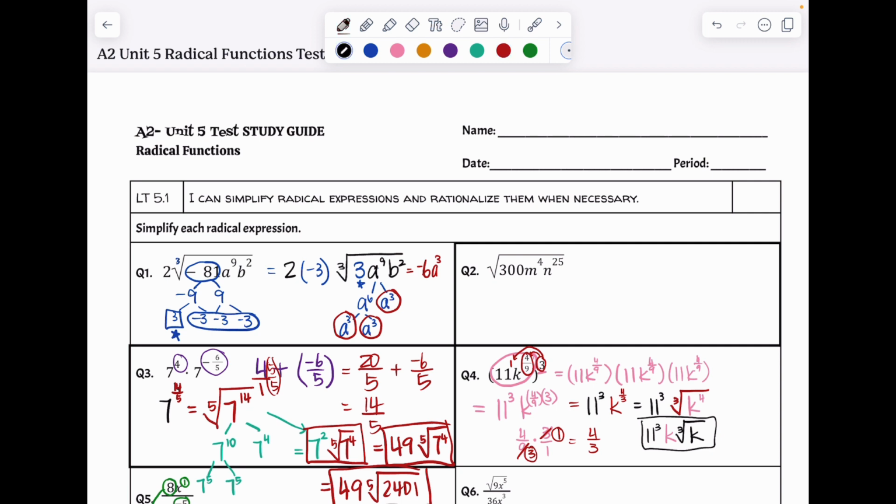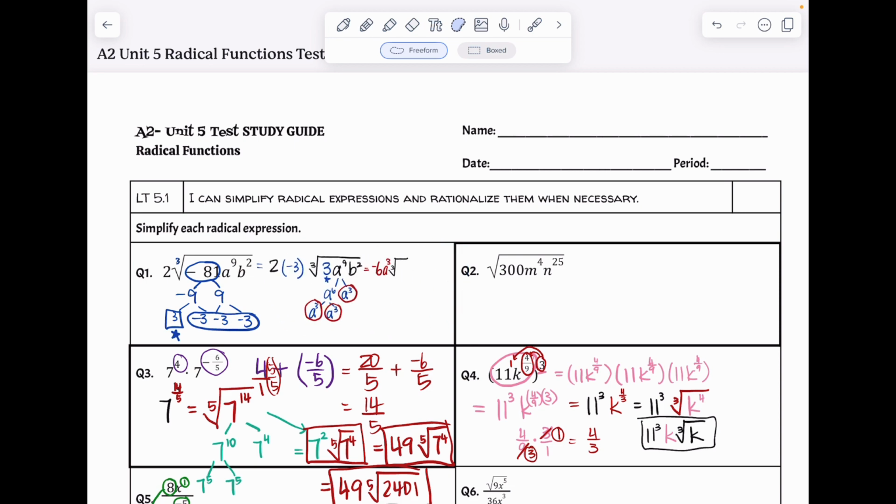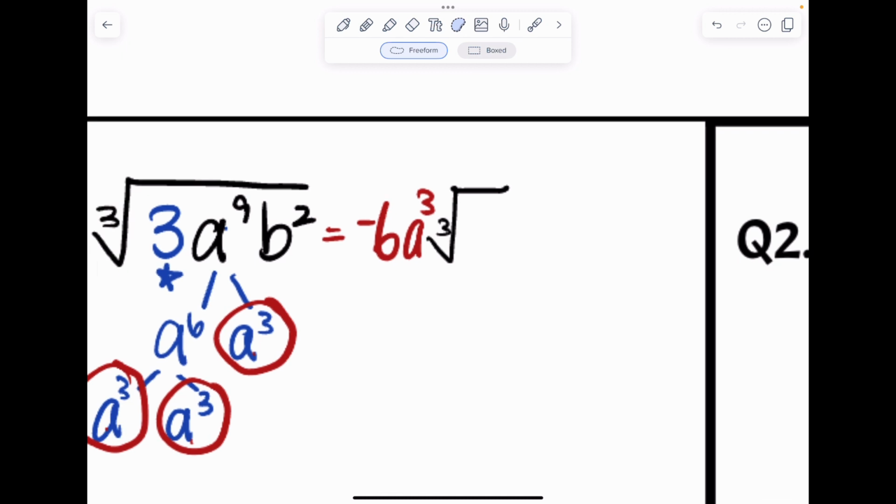And then what's left behind in the cube root is going to be, I'm going to move this down so we can see it better. Hold on one second. Oops, let's try that again. I'm going to have to just shrink it. All right, so if I shrink it, that gives me a little more room.